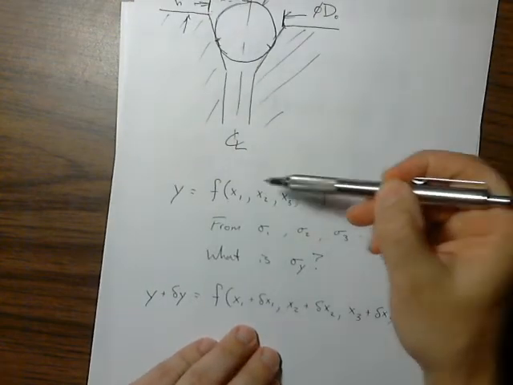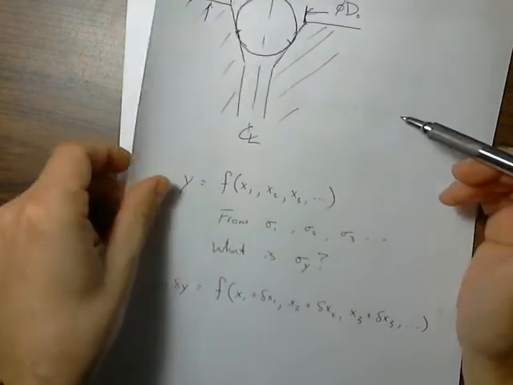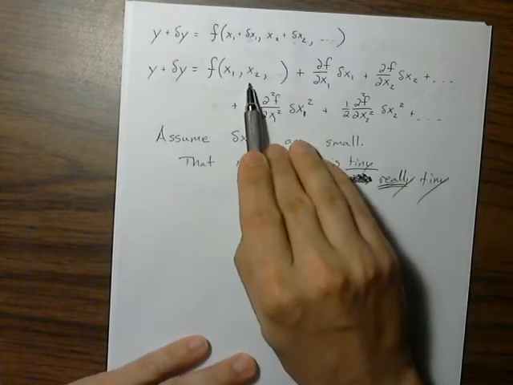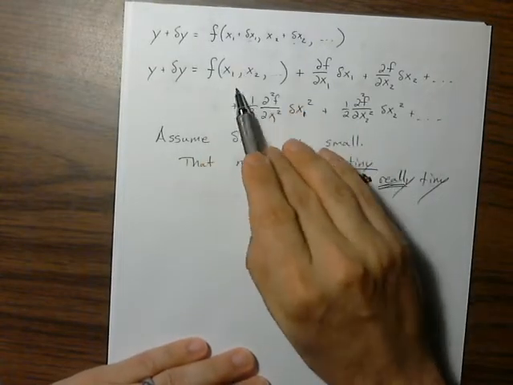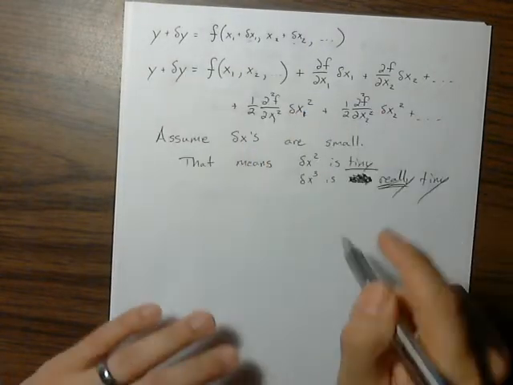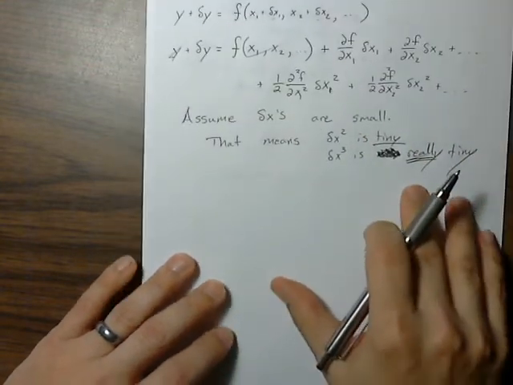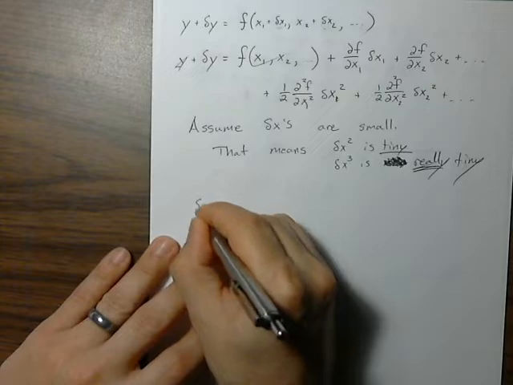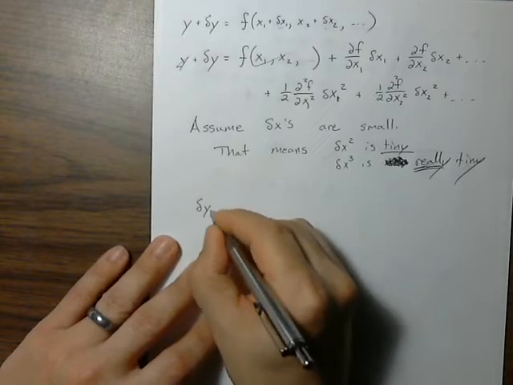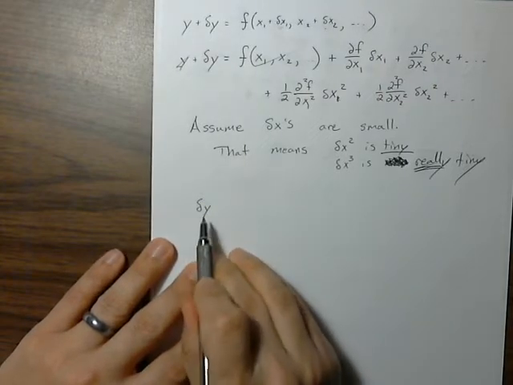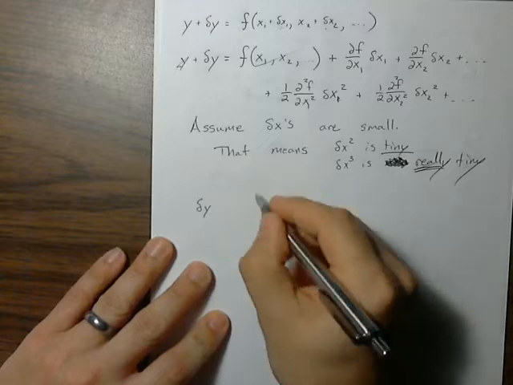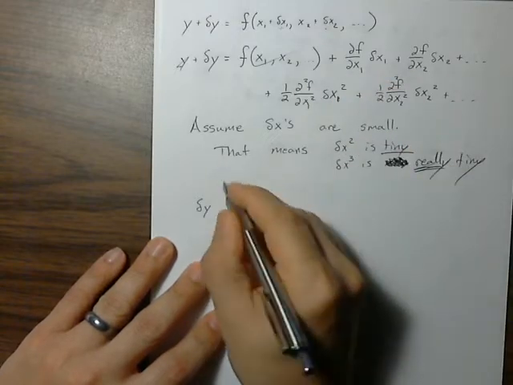That's y all over again. Remember we said that this is y. This is my measured value for y. So they just cancel. Gone. And we're left with my deviation in y. That is this change in y due to these changes in the measurement.